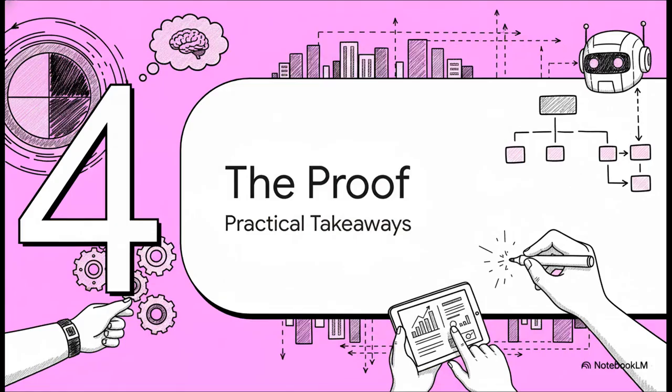So that's the theory, a really elegant 4-part system for creating an AI architect. It sounds great on paper, right? But the million-dollar question is, does it actually work? And more importantly, what can you learn from this to get better results with AI today?